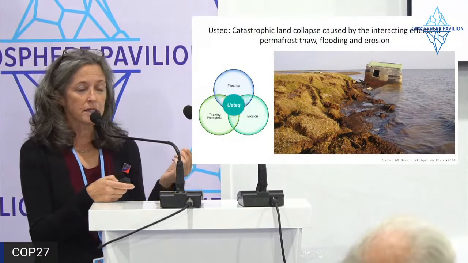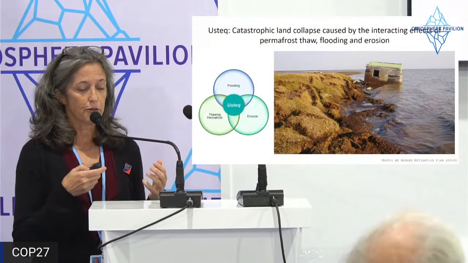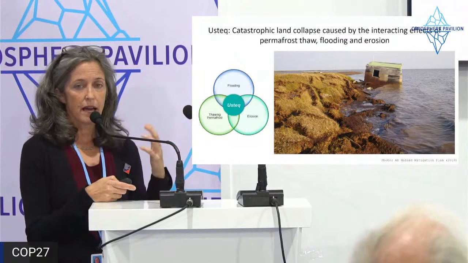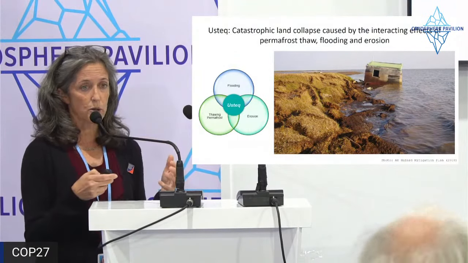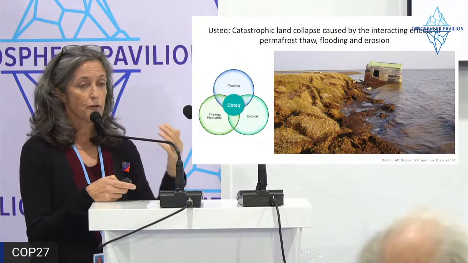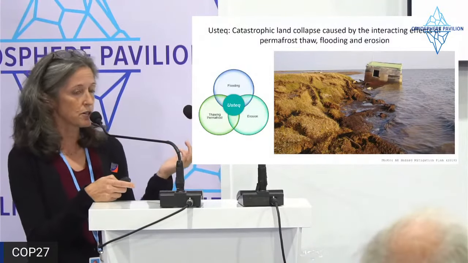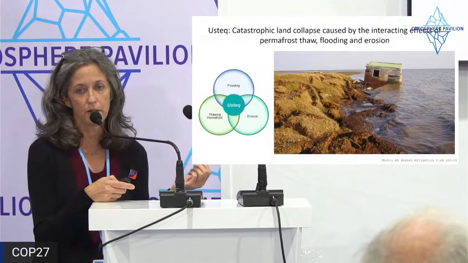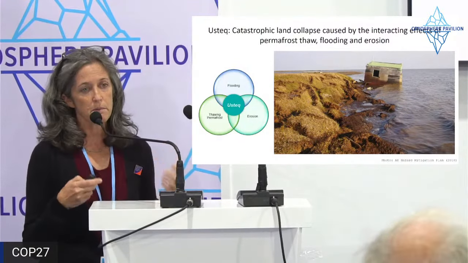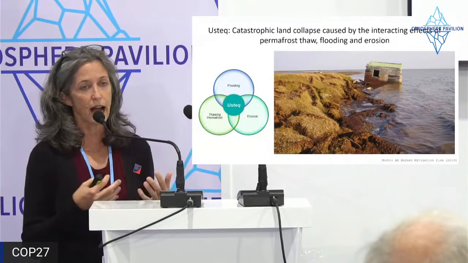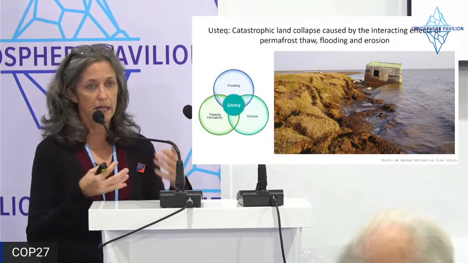And even at the local scale, there are self-perpetuating processes that cause these local scale processes of permafrost thaw to continue and to be amplified. So this is one, it's called Ustek. Ustek is a Yupik word that means catastrophic land collapse. And it describes the processes of permafrost thaw, erosion, and flooding and how they interact to exacerbate the other.